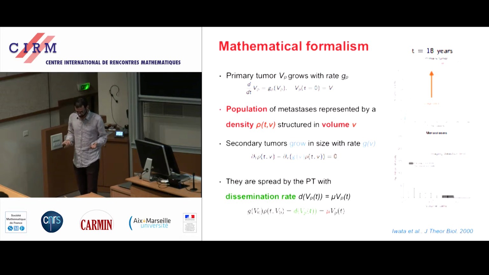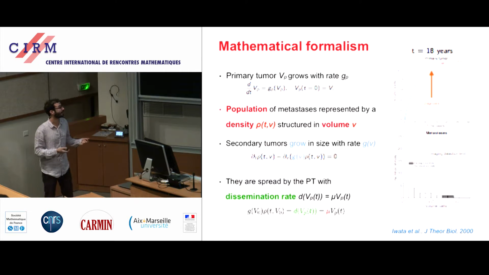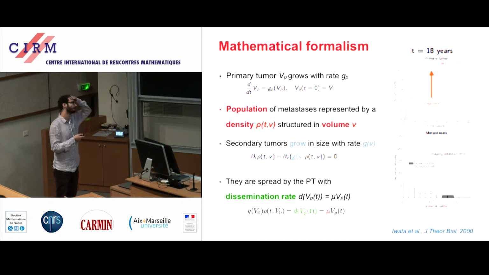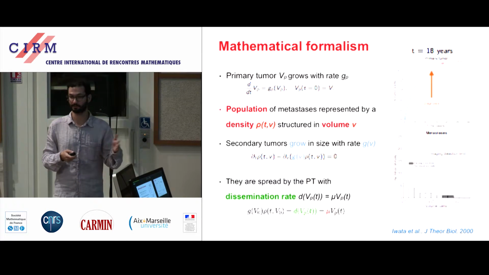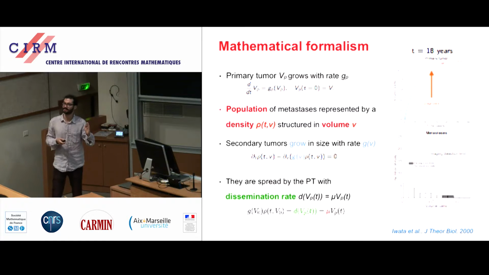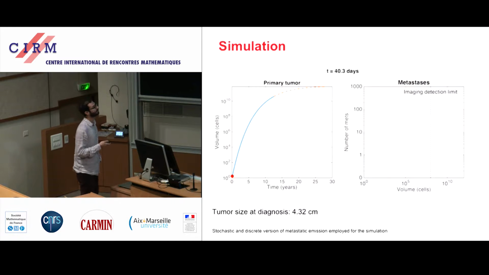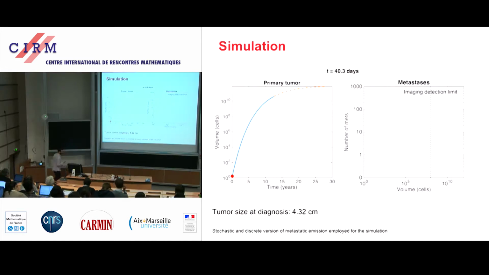And then the expression of the growth flow of the metastasis translates into a transport equation in the space of the volumes, and the dissemination law translates into the boundary condition, because it's the birth of new metastases at size V0, which will be the size of one cell here. All right?